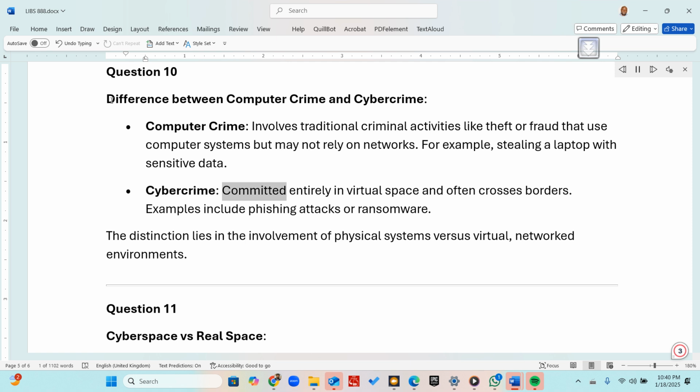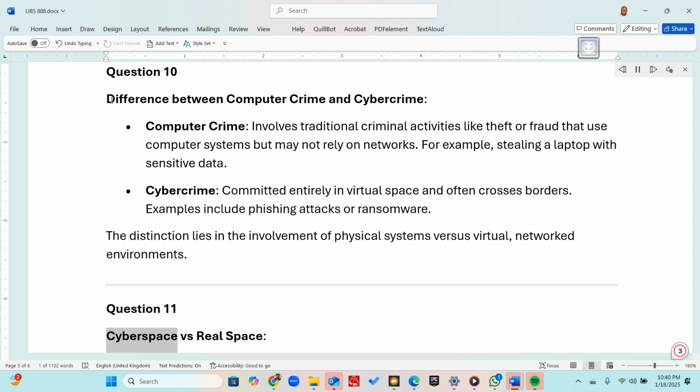Cybercrime, committed entirely in virtual space and often crosses borders. Examples include phishing attacks or ransomware. The distinction lies in the involvement of physical systems versus virtual, networked environments.